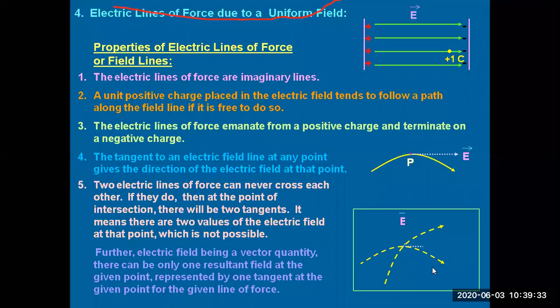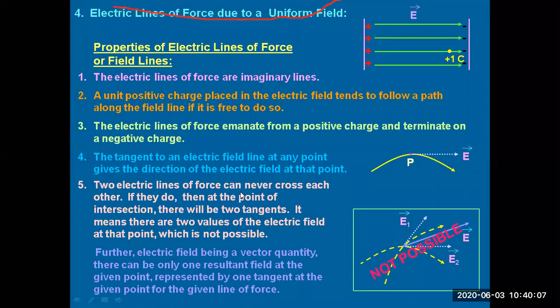This is not possible because the electric fields E1 and E2 will be here. Again, you will have one resultant electric field. So this is not possible. What you have to remember is electric field lines will never cross each other. At the point of intersection, we would have to draw two tangents. But according to our fourth point, only one tangent can be drawn from a single point. This is basic mathematics. If you have a point, only one tangent can be drawn.